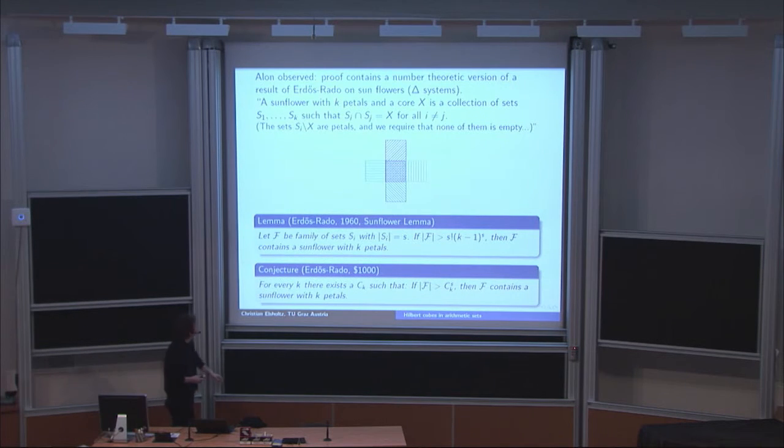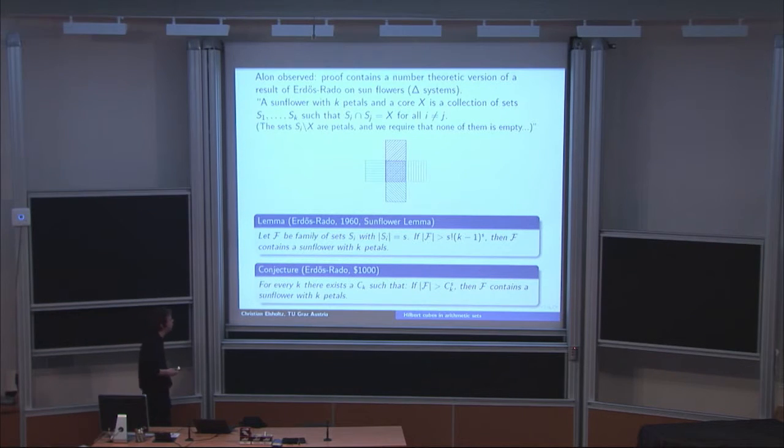A sunflower is when you have several sets where the pairwise intersection of any 2 of the sets is the same. So the red and the yellow and the blue, whatever, they just intersect in the square. And the Erdős-Rado sunflower lemma says, if you have a family F of sets of the same size S, and if your family is as large as S factorial times roughly K to the S, then F contains such a sunflower with K petals. And that's kind of a combinatorial version of what we actually use to say certain subset sums are distinct.